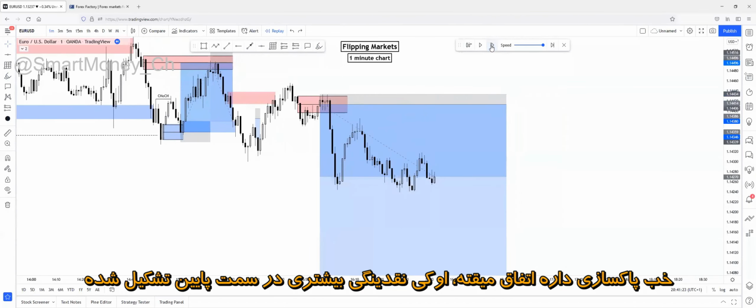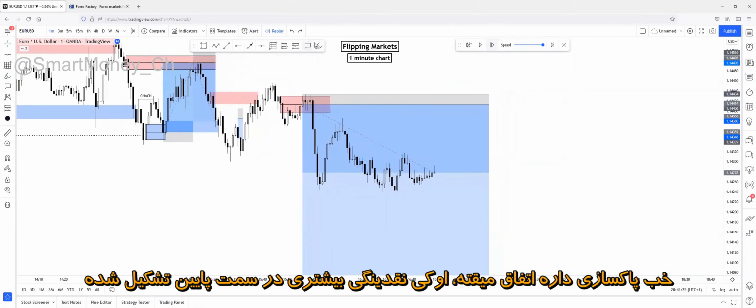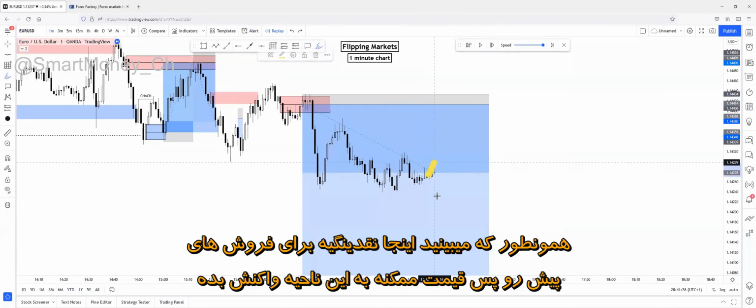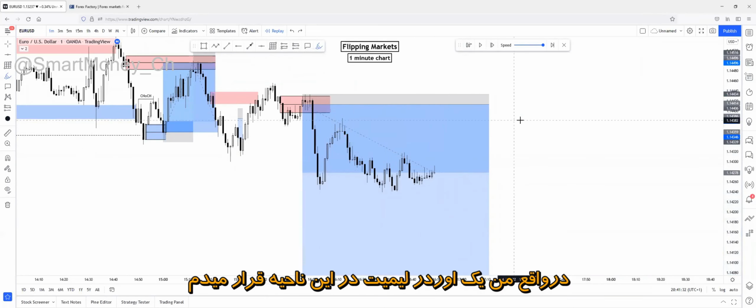Let's see, the sweep is happening. Okay, more liquidity built up on the downside too, as you can see. Here's liquidity for the upcoming shorts. So there could be a reaction on this supply zone. Actually, let's see if there's a reaction on this supply zone. I'm just setting a limit order.